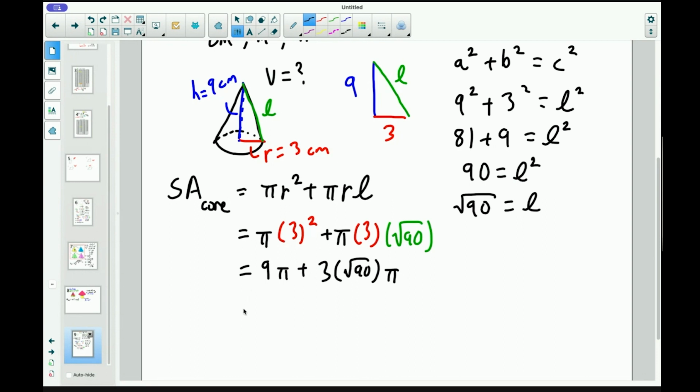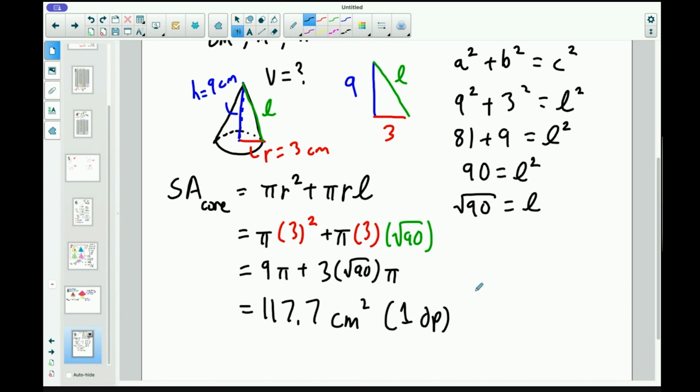Again, if you don't want to write that out, not a big deal. I was doing that so I can make my calculation a little easier. So 9 pi plus 3 times root 90, and then times pi gives me a grand total of 117.7, after rounding to one decimal place, centimeters squared. Okay.